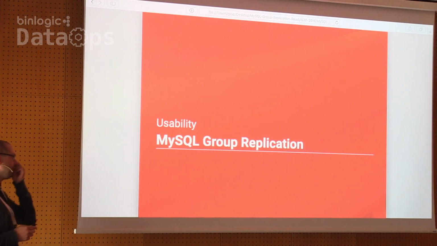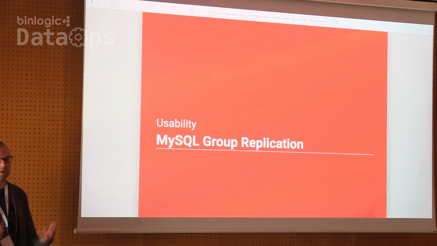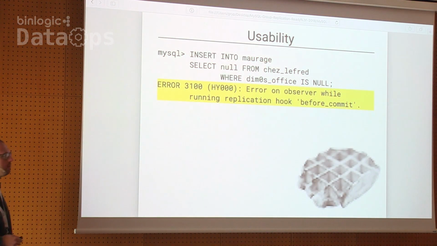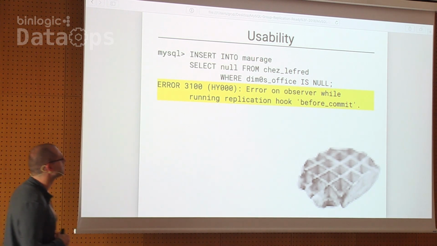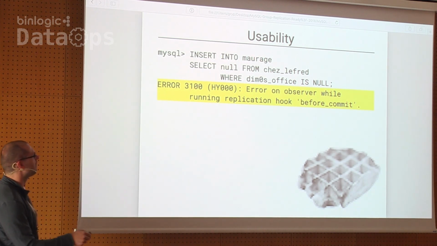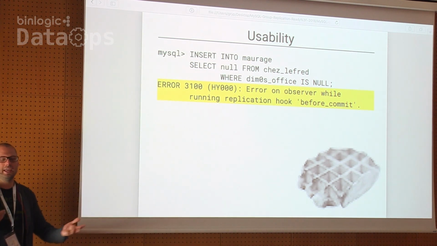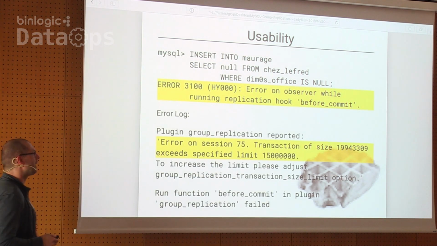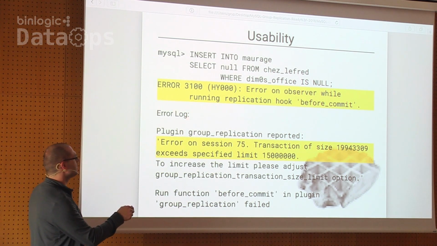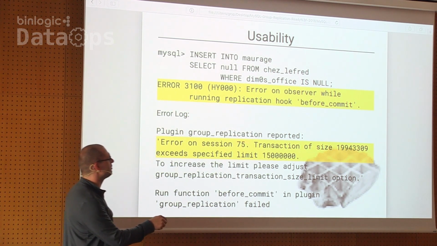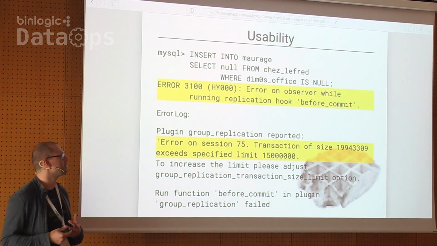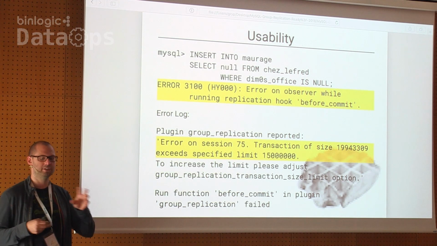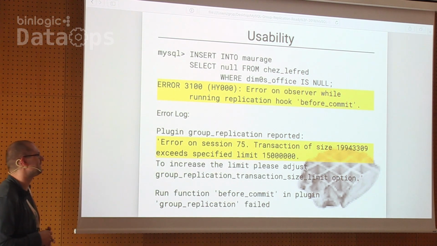Then in terms of usability, I have found, when you're trying and evaluating it, you might run into certain problems. For example, I'm doing an insert into select, so insert into Morage, select from null from chez Lefred, where Demos office is null. You get this error. What does this mean, right? Well, I don't know. However, I look into the error log, and then I see error on session 75, transaction size exceeds the specific limit. So there are still some things that if you don't know group replication, you might be confused with the error message that you get.